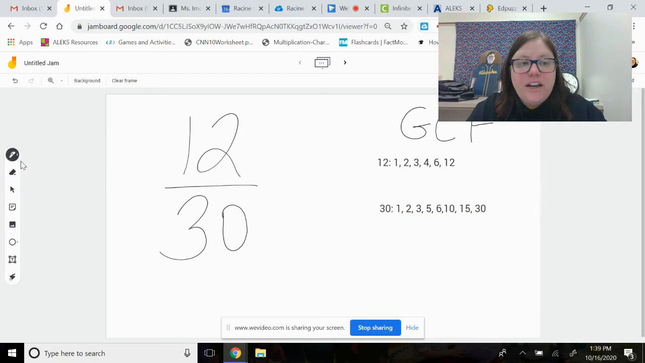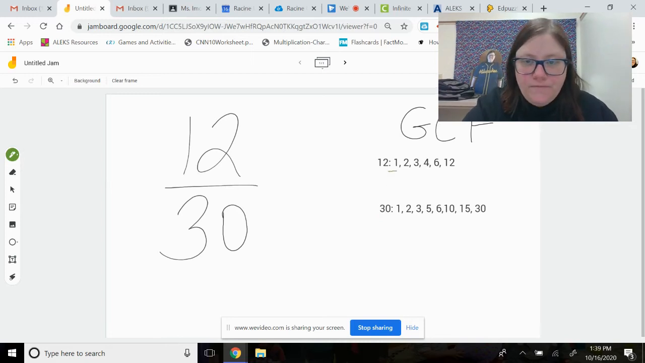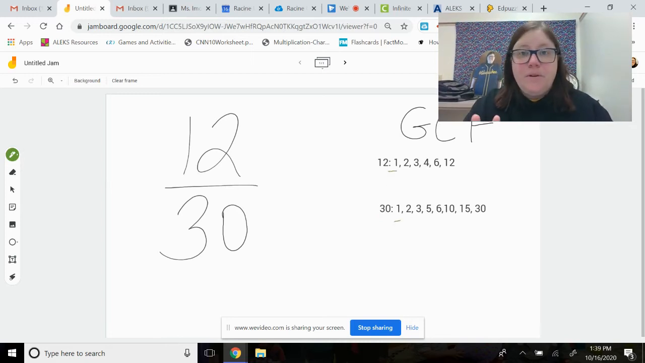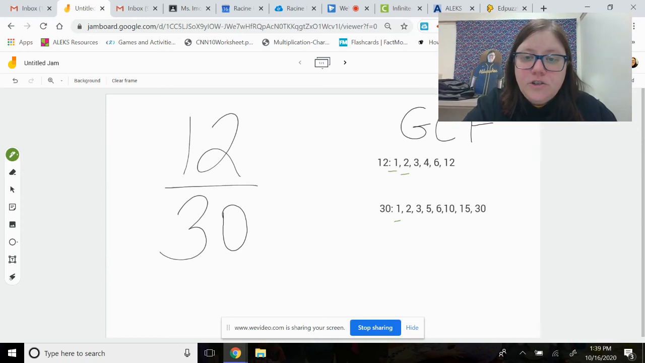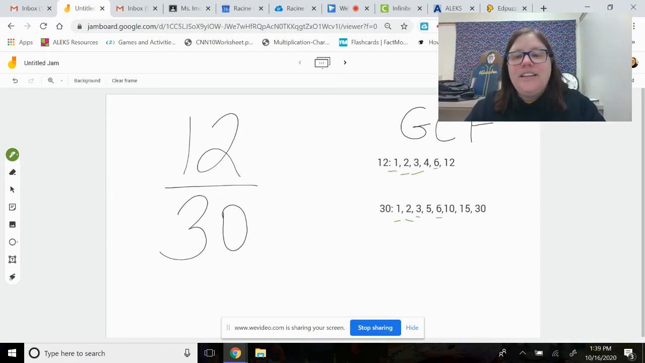So now that I have my factors listed, I can figure out what they share in common. They're always going to share 1. It's never going to be without 1. They share a 2. They share a 3. And they share a 6, but that's it. So 1, 2, 3, and 6. My biggest number that they share, the greatest one, is 6. So that means my GCF is 6.